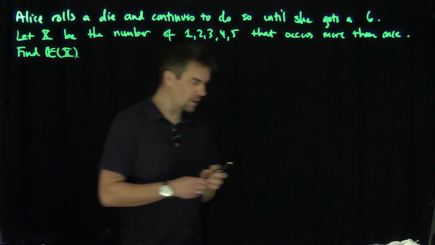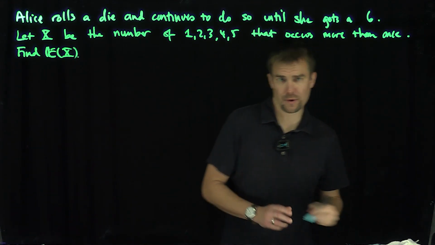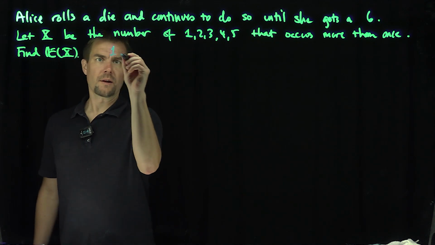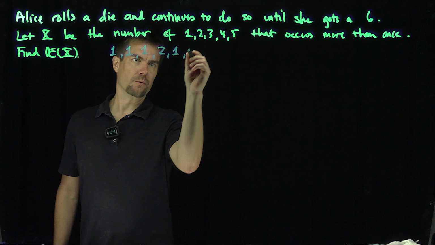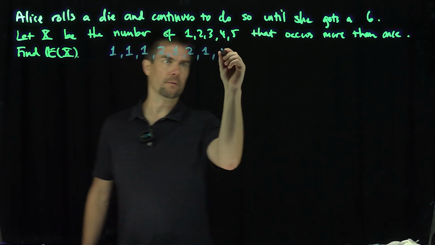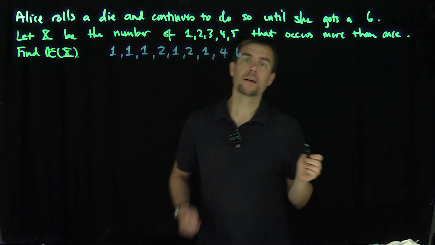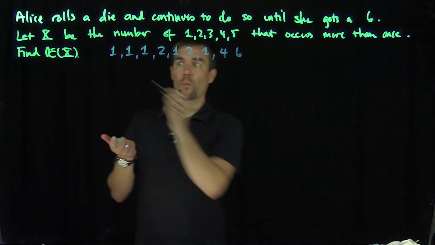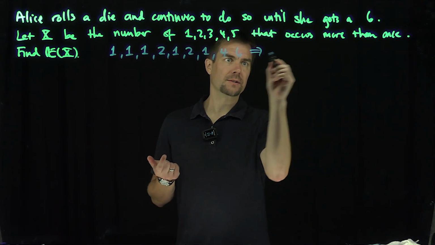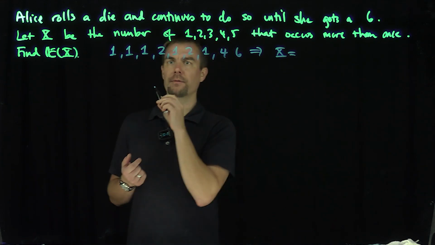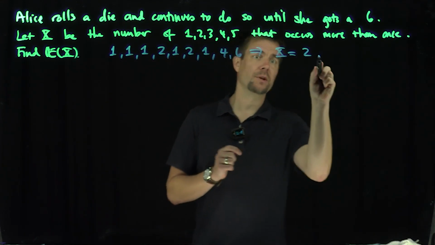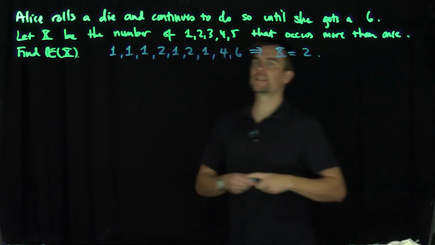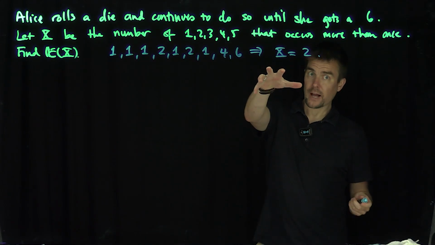Okay, so just to understand the context of the problem, here would be a potential sequence. You could roll a 1, then a 1, then a 1, then a 2, then a 1, then a 2, then a 1, then a 4, then a 6, okay? In this case, what would X be? Well, 1 repeated itself, and 2 repeated itself, but 4 is not repeated. It's only occurred once in this sequence. So here X would be equal to 2, okay? Great. So that's how this random variable X works.